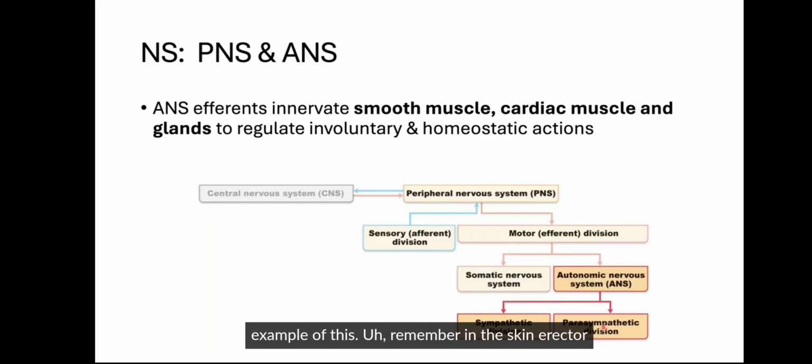And you've already seen an example of this. Remember, in the skin, erector pili responds to sympathetic activation, right? And erector pili does not have parasympathetic as its efferent. And another example are blood vessels. The smooth muscle in blood vessels, and this is going to be important for B, the smooth muscle in blood vessels are only innervated by sympathetic fibers, not parasympathetic. So that's another really important point. Cardiac muscle is only innervated by sympathetic, and by that I mean contractile cardiac muscle, not by parasympathetic. Okay.